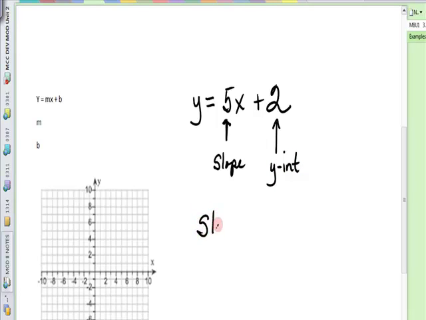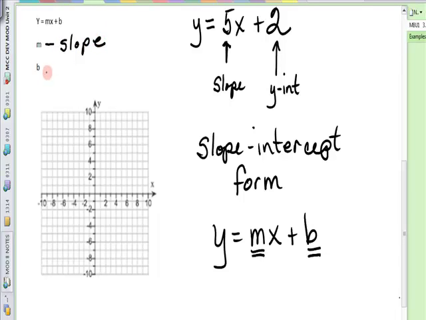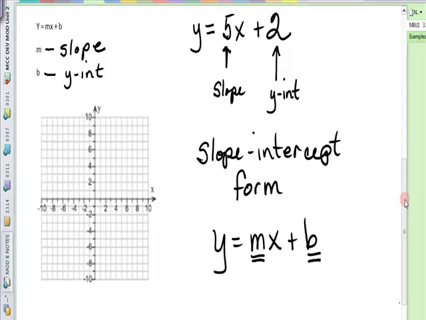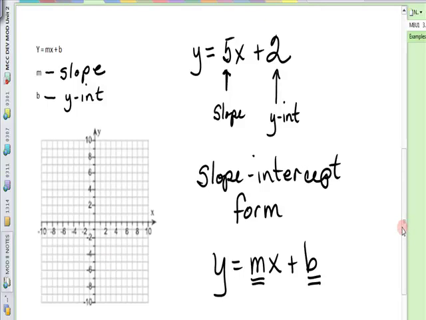This is called slope intercept form, and the formula looks like y equals m times x plus b, where once again that's the slope and that's the y-intercept. So if you're taking notes, you'd want to say that m stands for the slope of the line and b stands for the y-intercept. Now I want to show you how you can use these two pieces of information to graph a line without making a t-chart, without setting x to 0 and y to 0. So let's see if we can do it.